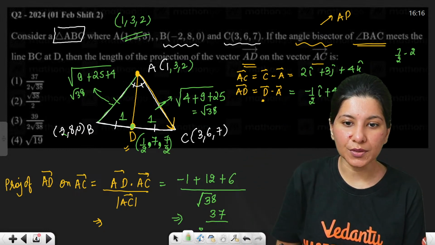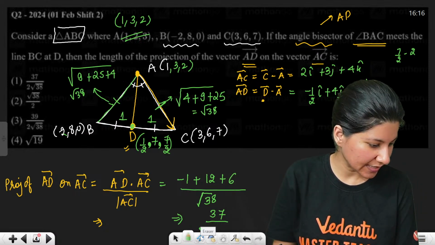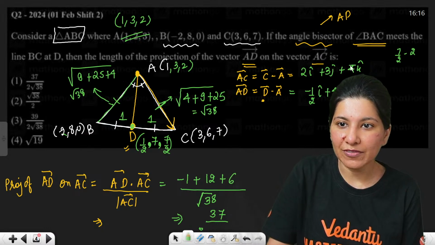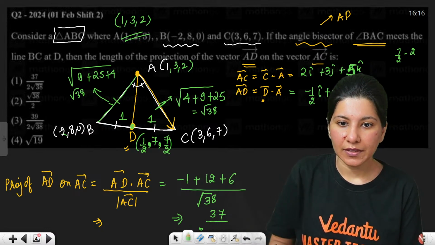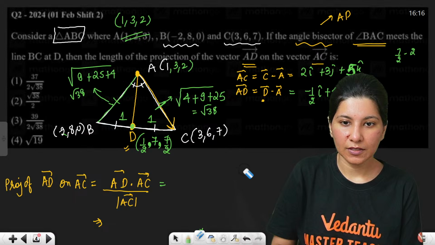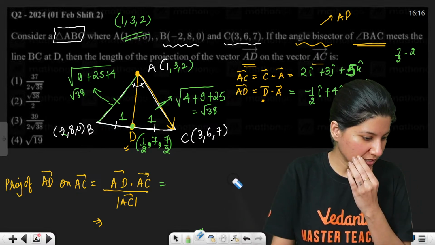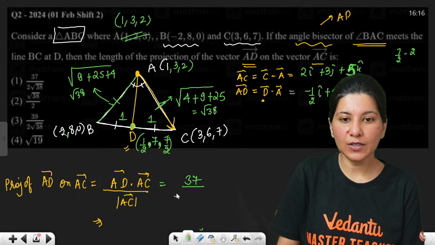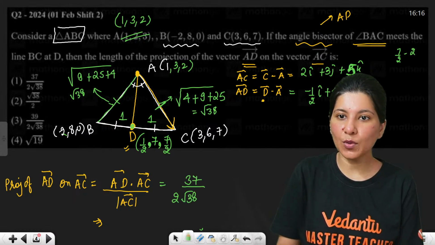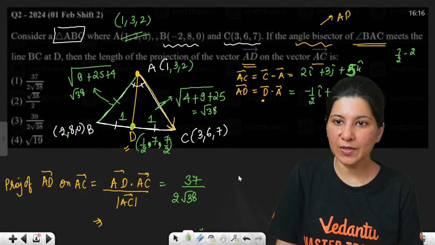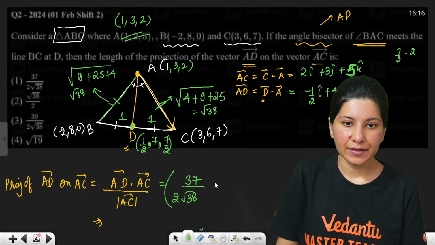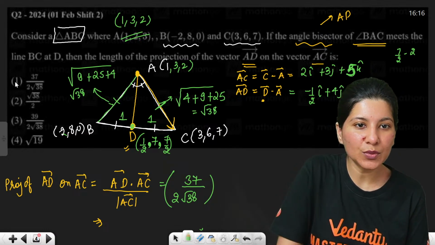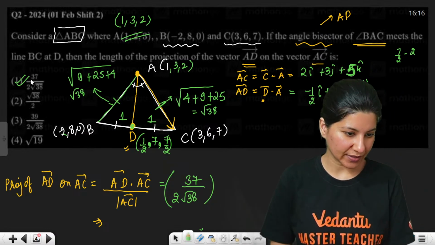Hold on. Have I done anything correct? AC vector is this, 2, 3, 5. Correct. And so finally what will you get? Tell me. 37 by 2 root 38. Is that what we are getting? Yes, let me know. Final answer, right? So which answer is correct? 37 by 2 root 38. Option A is absolutely right.